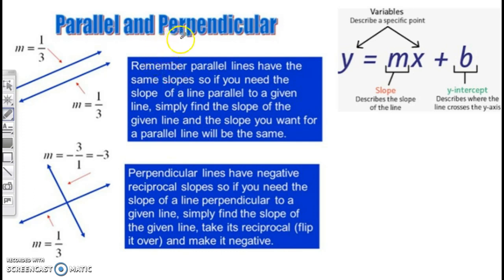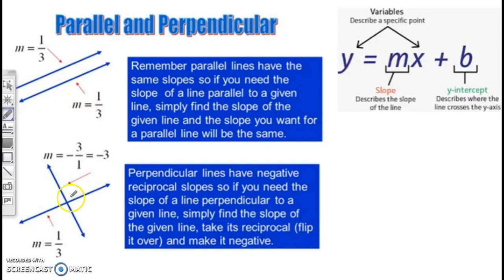Okay, so to be successful in this quiz, you need to remember about the slope of parallel and perpendicular lines. Parallel lines have the same slope. And remember, slope is just the steepness of a line. So if two lines are parallel, they have the same steepness. So the slope's going to be the same.